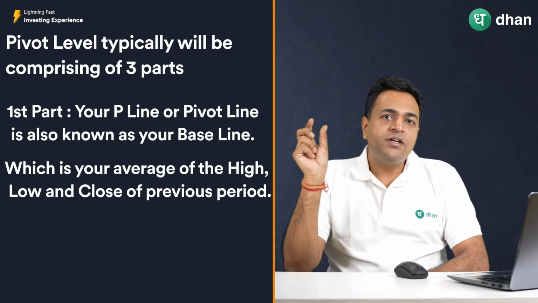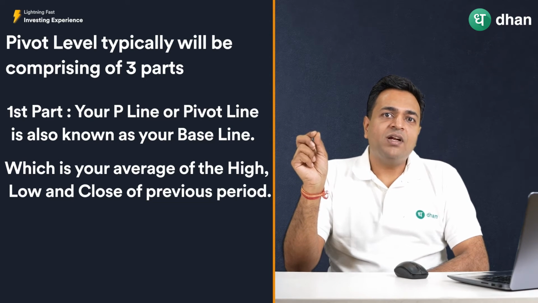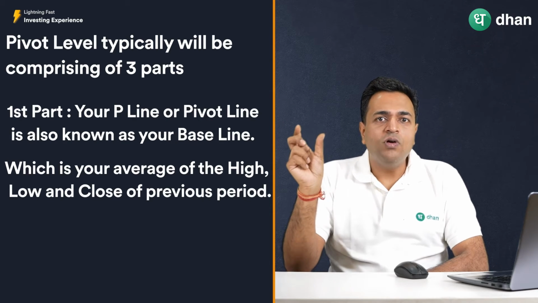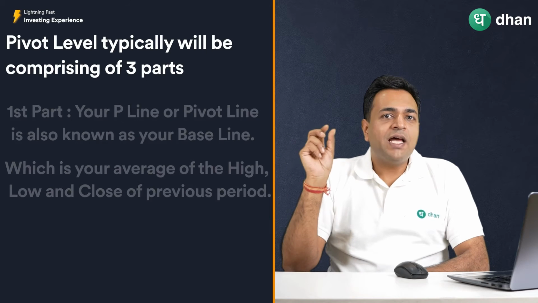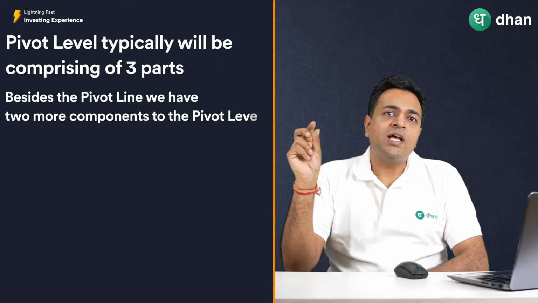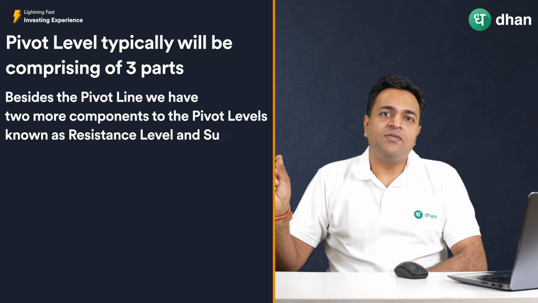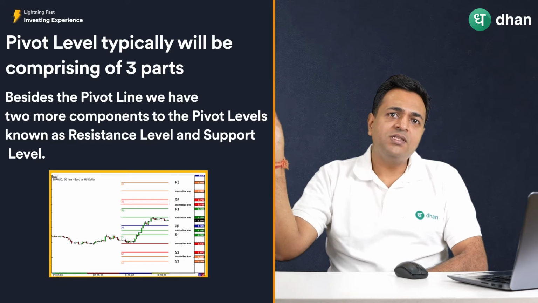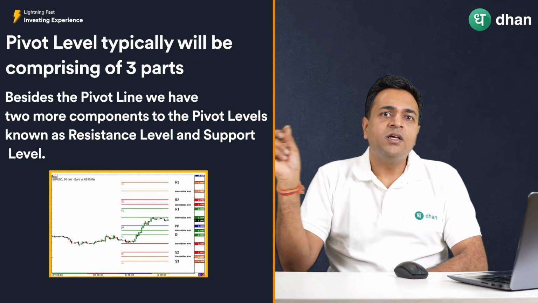Remember, for an intraday period, today's pivot level will be the average of the high, low and close of the whole day from yesterday. So besides the pivot line, we have two more components to the pivot levels known as your resistance levels and your support levels. The resistance levels can be 1 or 2 or 3 different levels, and similarly you can have 1, 2 or more than 2 support levels as well.